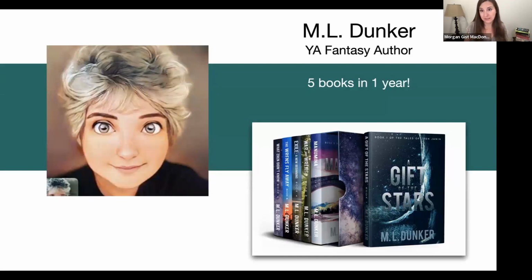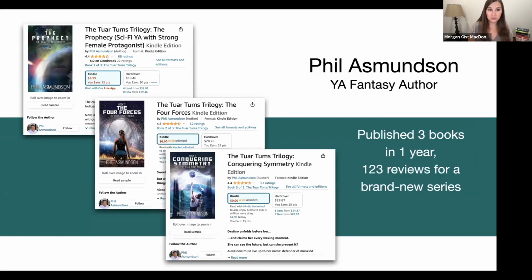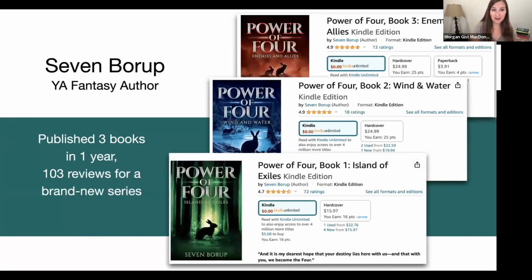So some examples here. ML Dunker, YA fantasy author, published 5 books in 1 year. She went ahead and released a series that is for young adults. Phil Asmunsen also did 3 books in a year. He got 123 reviews on a brand new series that he's now able to build his own readership for the other books that he has coming down the pipeline.